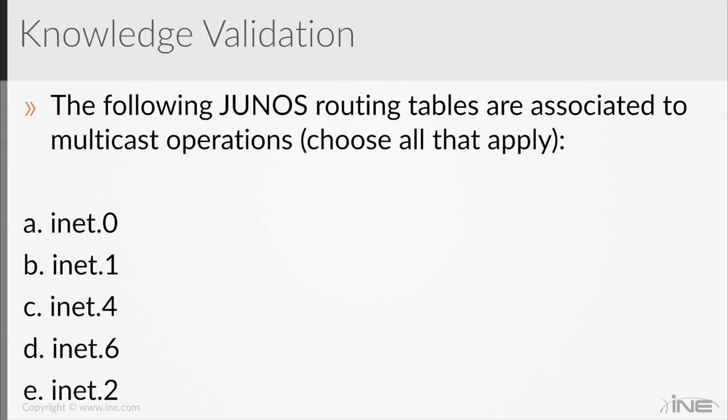The following junos routing tables are associated to multicast operations. Choose all that apply. Option A, inet.0, Option B, inet.1, Option C, inet.4, Option D, inet.6, Option E, inet.2. And the answer is options B, C, and E. All three of them, inet.1, inet.4, and inet.2, are related to multicast operations.